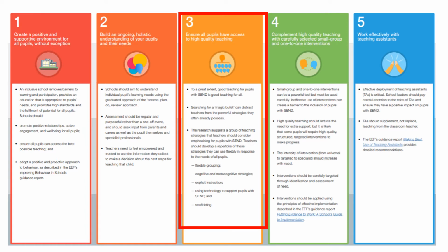So I'm just going to start and end with the number 3. So ensure all pupils have access to high quality teaching. I'm going to link this to some of the things we've been talking about recently in professional development. Particularly they make recommendations for, and you can see it at the bottom there, explicit instruction and scaffolding. So these are 2 things that we're going to talk about just quickly in this video.